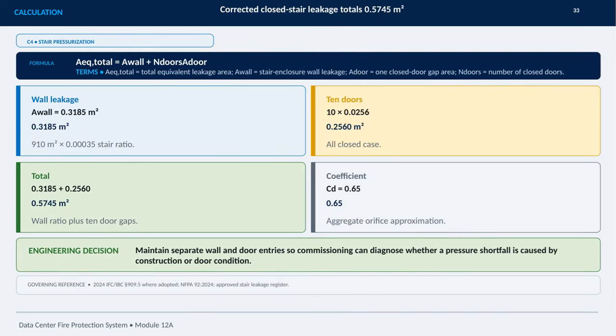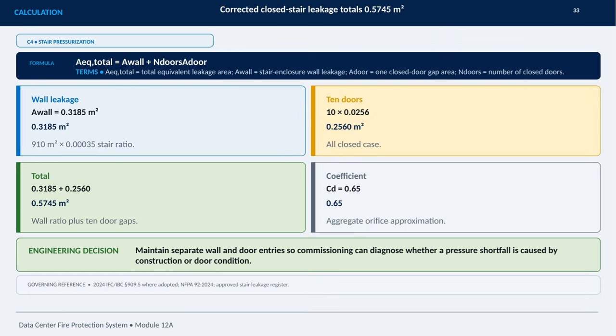This calculation establishes the corrected closed stair leakage total used for the pressurization analysis. The governing relationship is the total equivalent leakage area, which combines wall leakage with the leakage from all closed door gaps. Wall area, plus the number of doors multiplied by the gap area for one door. For the enclosure, the 910 square meter stair area is multiplied by the stair leakage ratio of 0.00035, producing a wall leakage area of 0.3185 square meters.